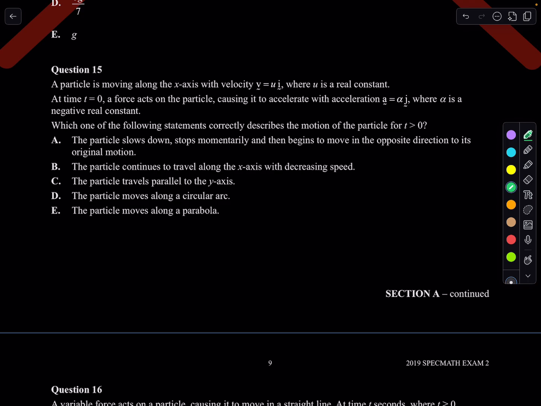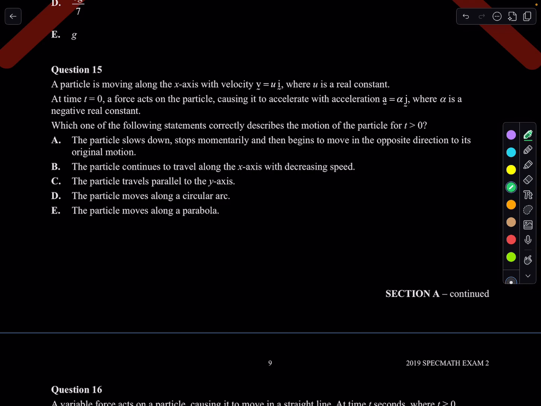The particle slows down, stops momentarily, and then begins to move in the opposite direction to its original motion. The particle continues to travel along the x-axis with decrease in speed. The particle travels parallel to the y-axis. The particle travels along a circular arc or moves along a parabola.